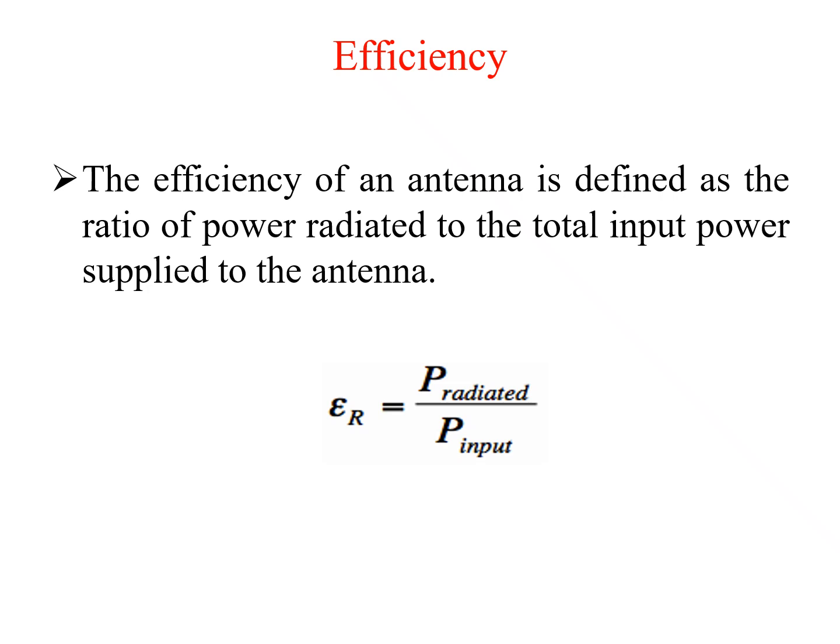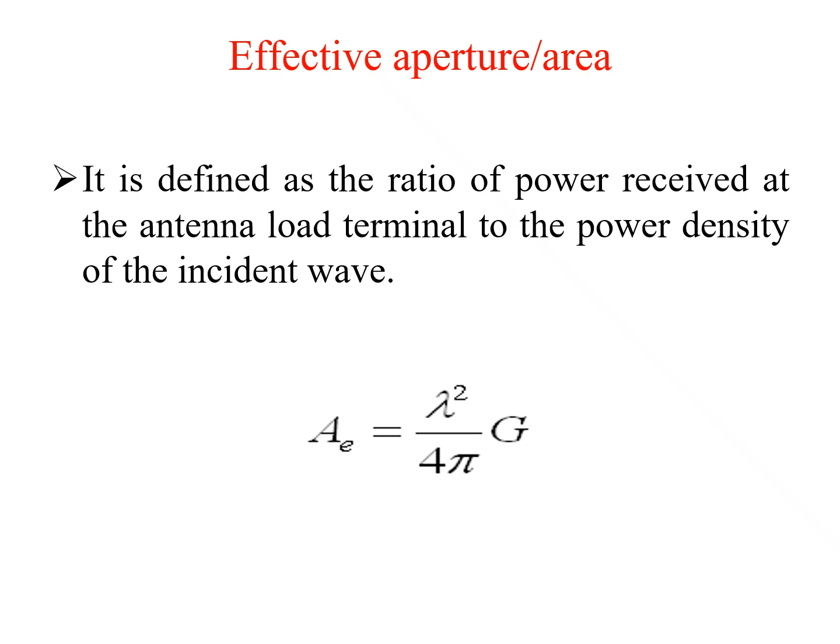The efficiency of the antenna is maximum in the major lobe direction. Efficiency is the total power radiated divided by the input power you have given to the antenna. That is, the efficiency is maximum when the antenna is radiating the maximum power. Next is effective aperture, or effective area.